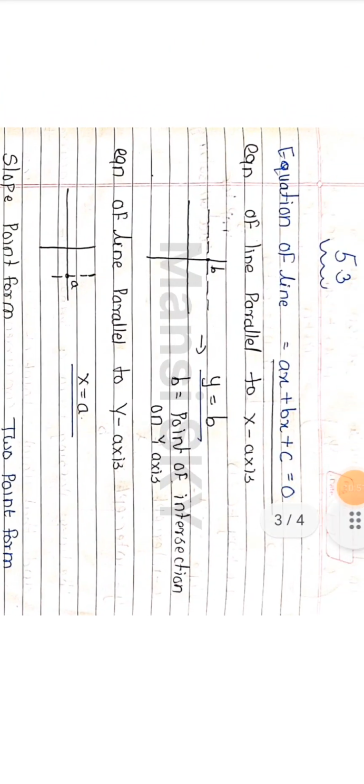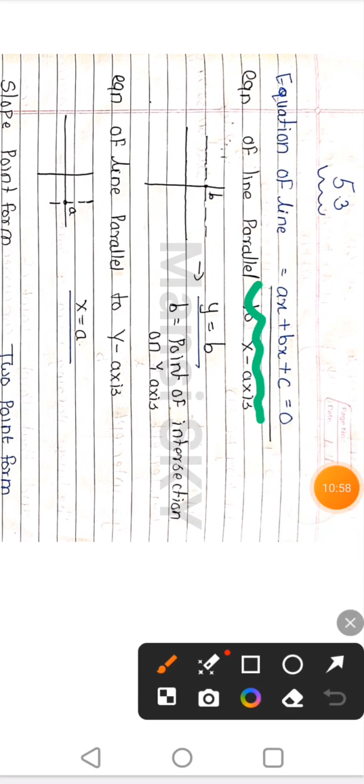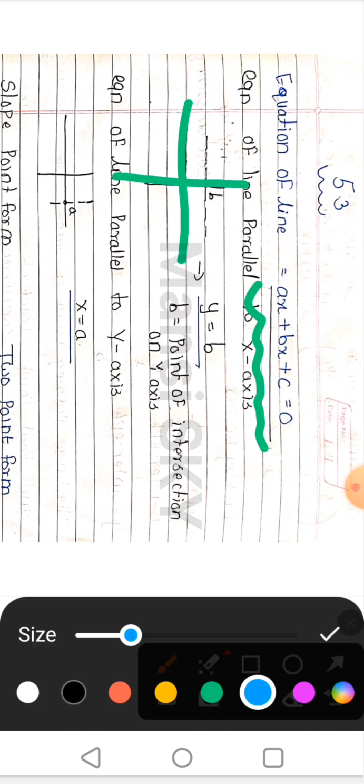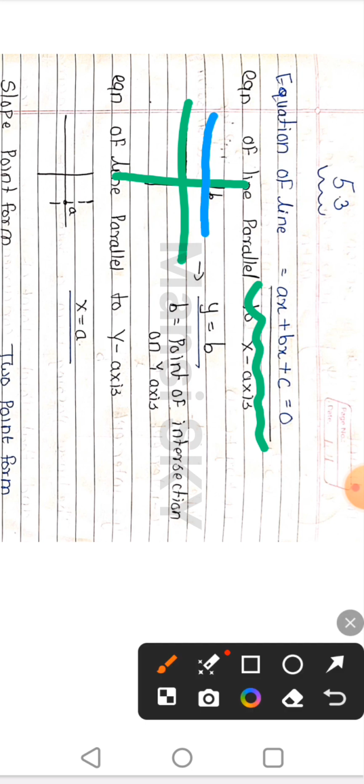Equation of line. What is the equation of a line? The equation of a line is nothing but ax plus by plus c. Then the equation of a line parallel to the x-axis. See, if we have this coordinate system and if we have a line which is parallel to the x-axis, then the equation of this line will be y is equal to b.